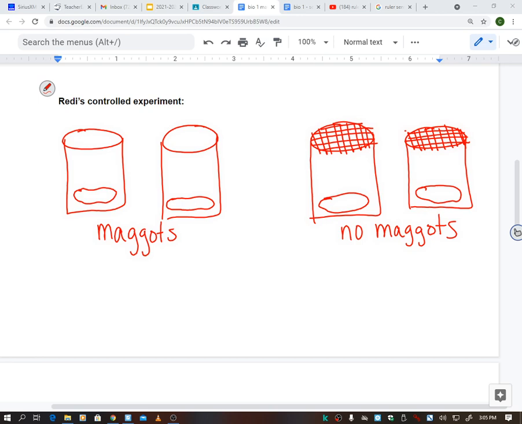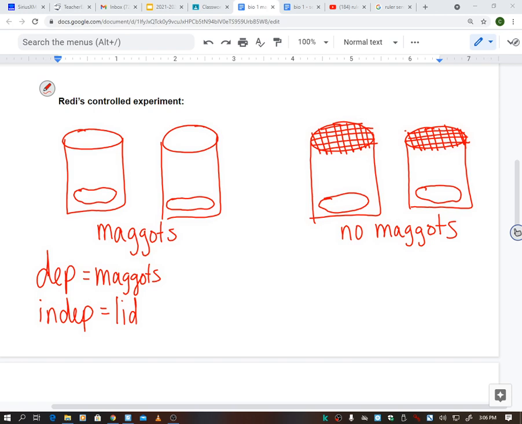All right, so I did some just kind of review with the kids. I was like, all right, so what we changed is the lid, and what we're measuring is maggots, right? So what's my dependent and what is my independent variable? Well, we said, do maggots depend on the lid or does the lid depend on the maggots? And the maggots depend on the lid.